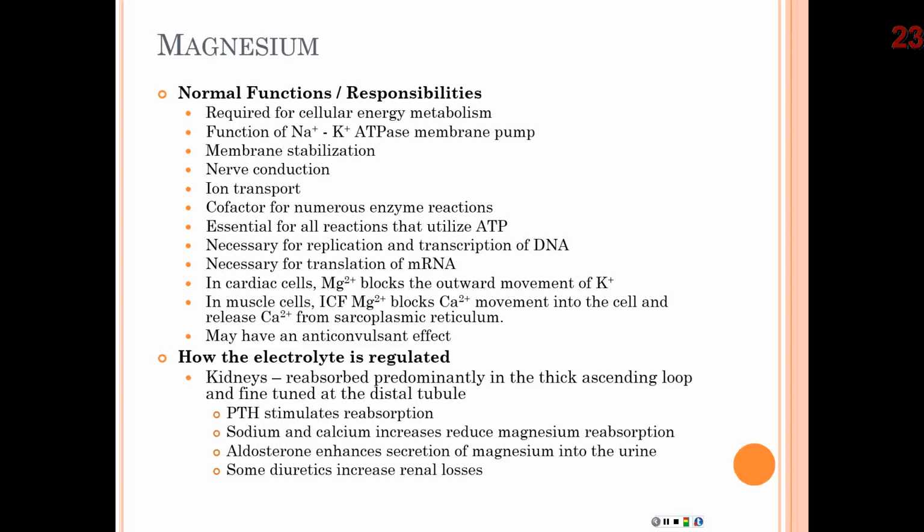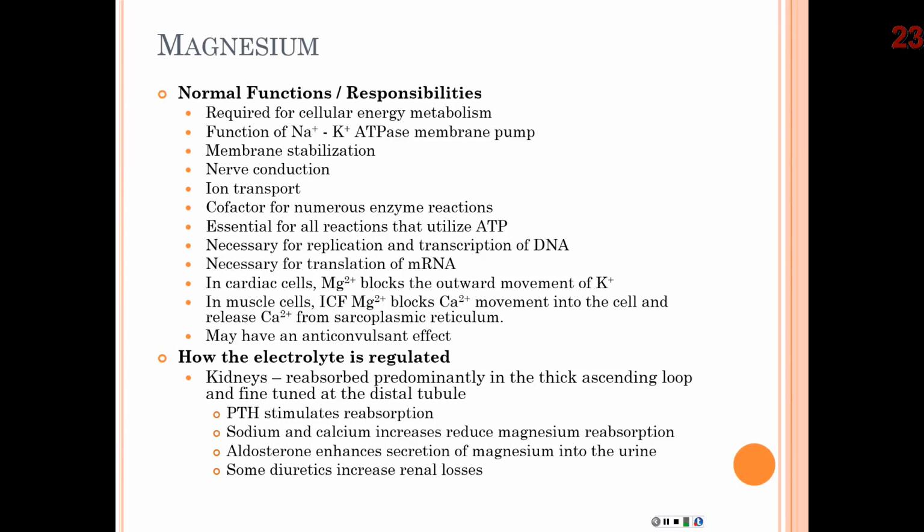It's not huge. Sodium and calcium increases reduce magnesium reabsorption. And aldosterone actually can enhance the secretion of magnesium into the urine. So aldosterone promotes the loss of hydrogen, promotes the loss of potassium, and it actually can have some effect on magnesium. It's a smaller effect, but it does have a role there. And then some diuretics also increase the loss.